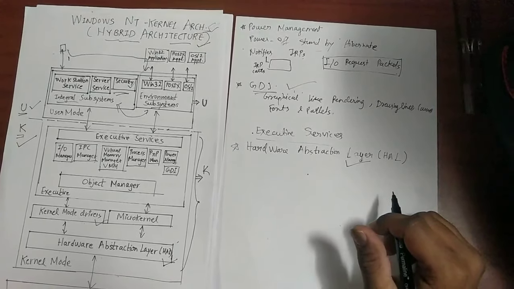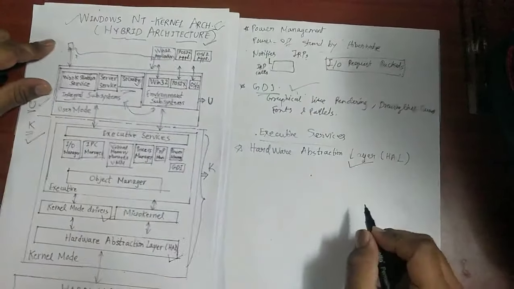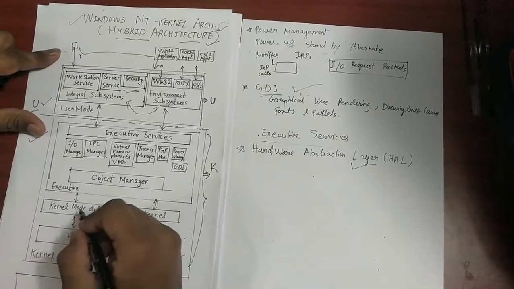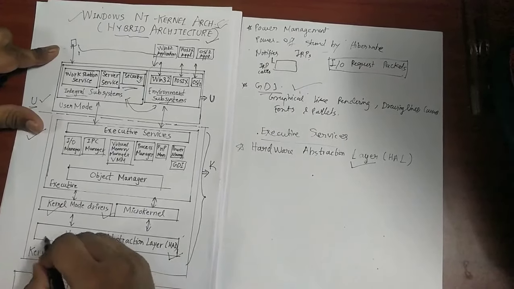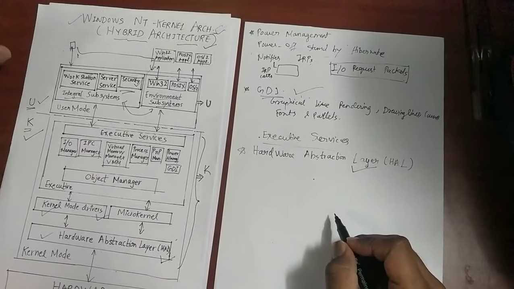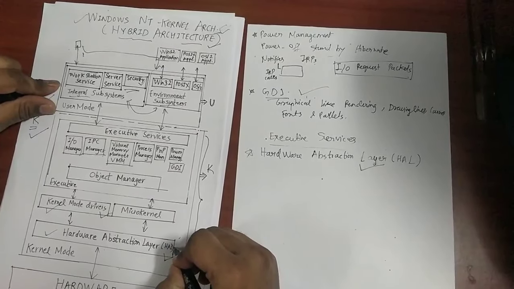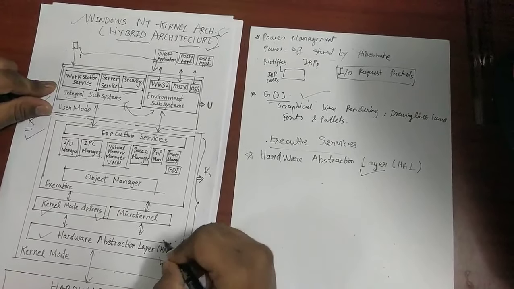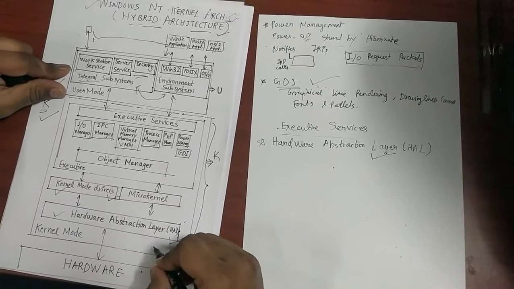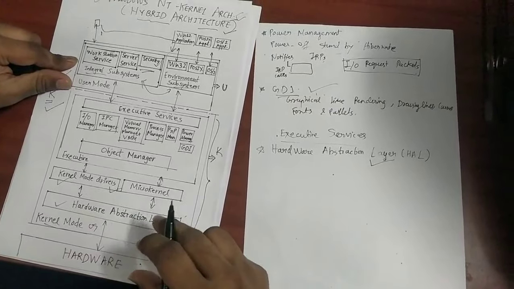Hello guys, this is the last part of Windows NT kernel architecture, and this video will be going through kernel mode drivers and the hardware abstraction layer. Starting with the hardware abstraction layer, this is a layer between the physical hardware and the kernel and the rest of the operating system.